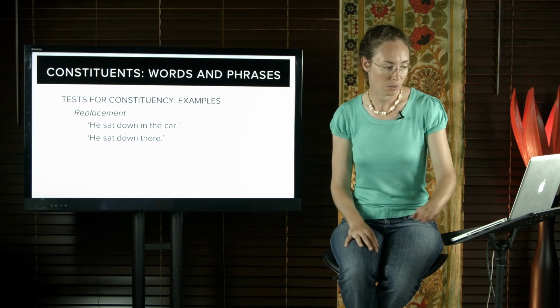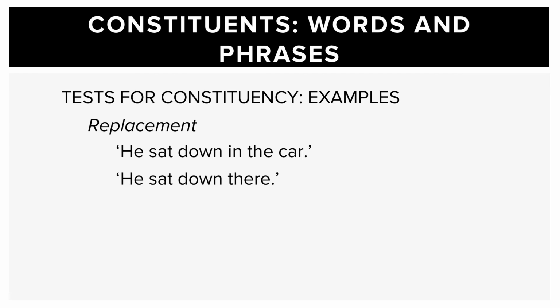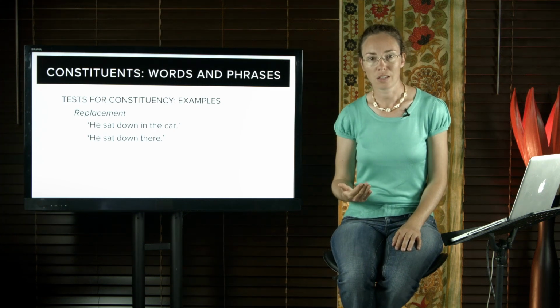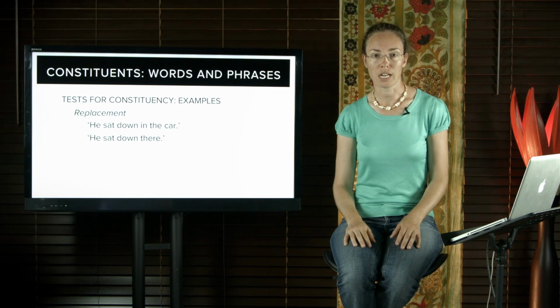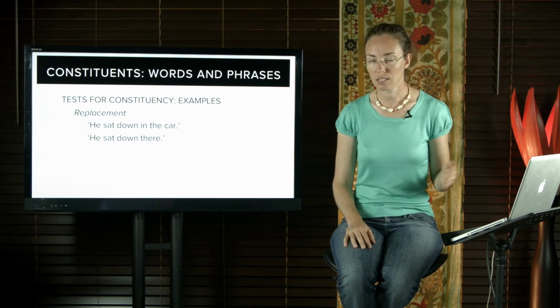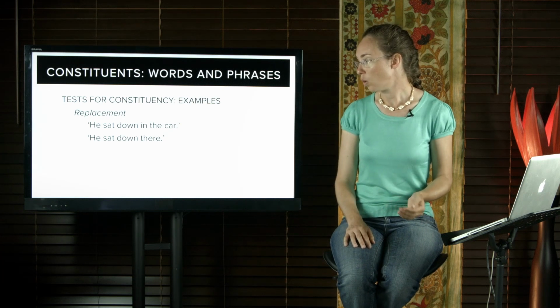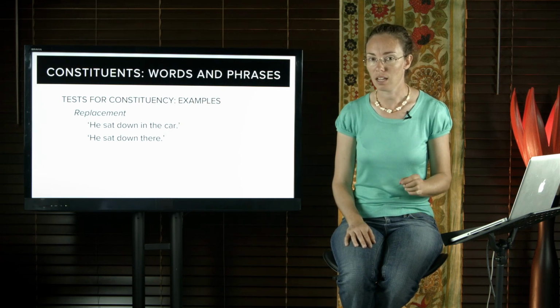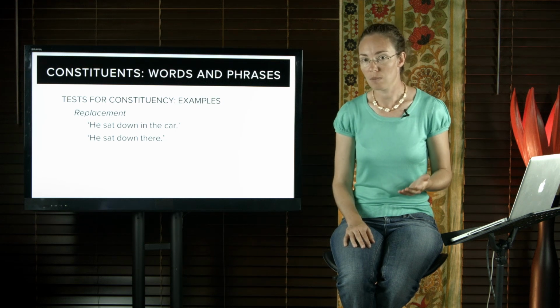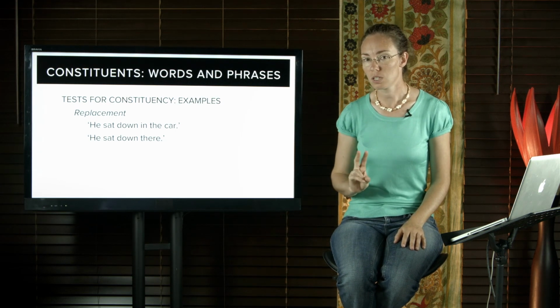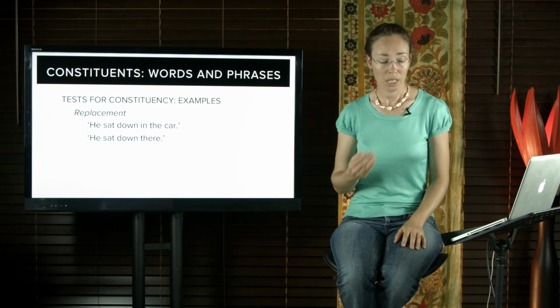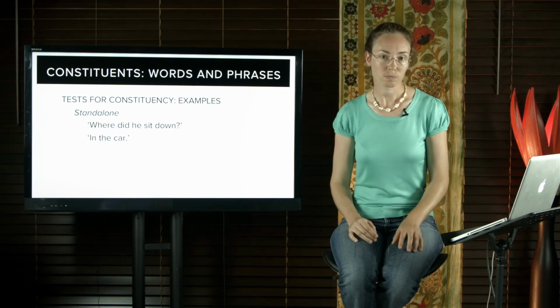So let's do replacement next. We can take he sat down in the car and replace in the car with just one word. Useful words to try and use in a replacement test are pronouns: he, she, it, this, that, and things like that. So he sat down in the car, or you could say he sat down there. The sentence makes sense again. So in the car has passed 2 constituency tests. But let's try another test as well.